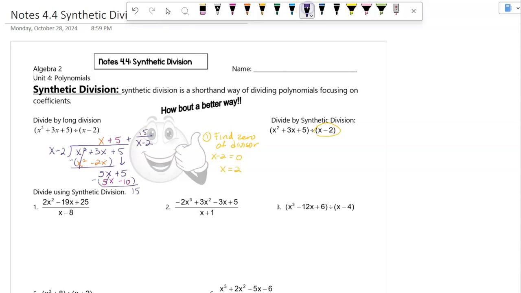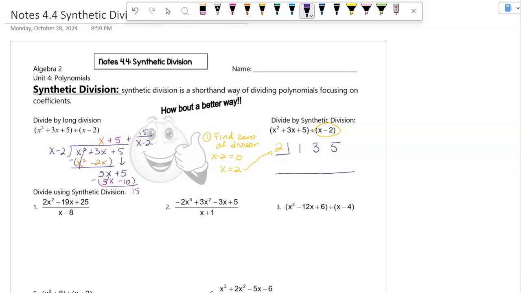When I start my synthetic division, this is going to look very different than long division. We have this little box off to the left, and then we're going to have a line here. In that box, we place the 0, whatever we got here. So 2 goes here. Then we take all the coefficients of whatever our dividend is, what we're dividing into. We've got x squared, so that's the coefficient of 1. There's 1x squared, 3 x's, and 5 1's.